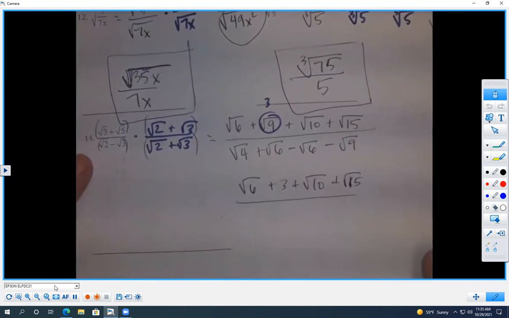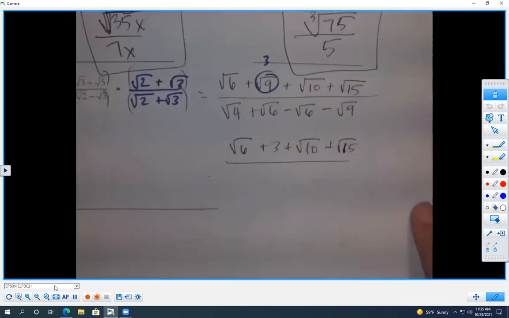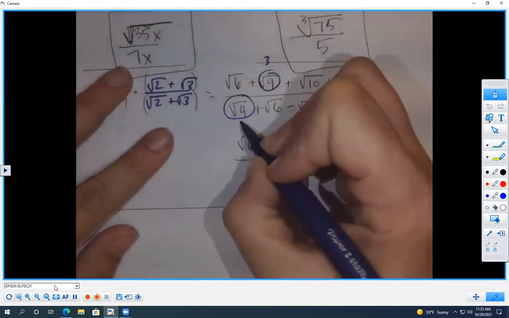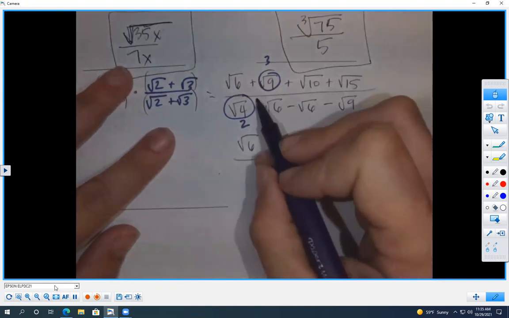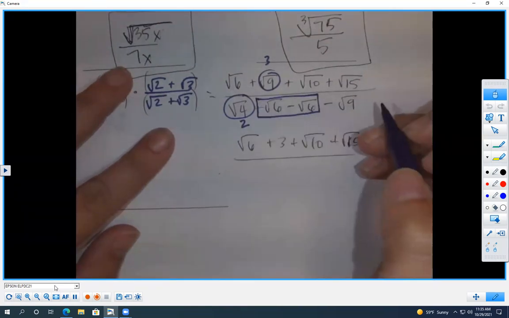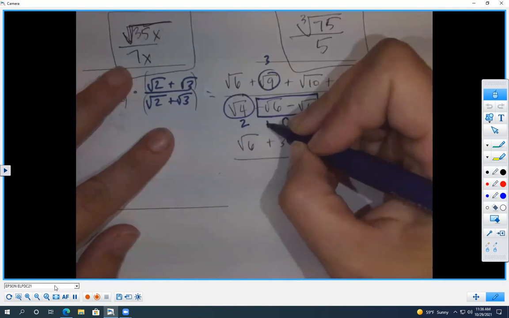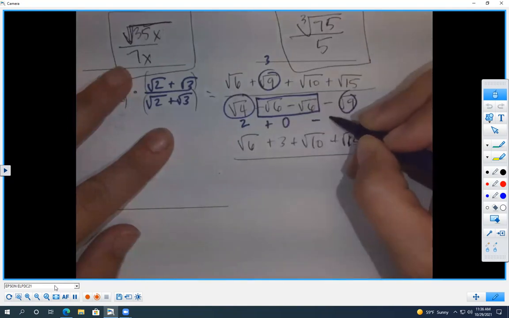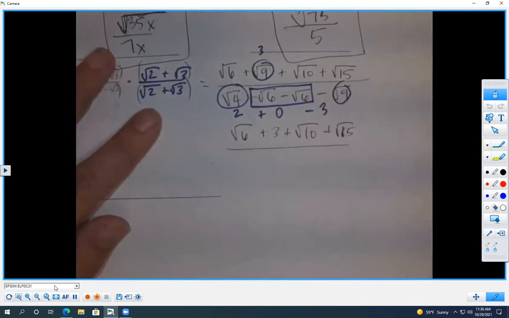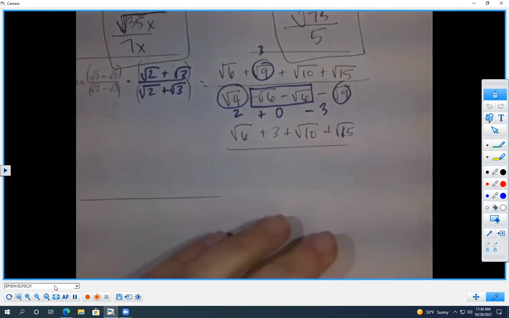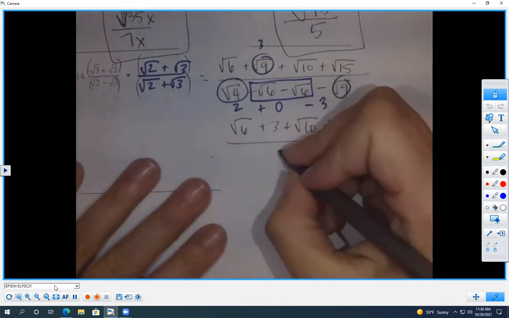Plus, on bottom, square root of 4 is 2 plus the square root of 6 minus the square root of 6. Okay, so that is 0. So 2 plus 0 minus the square root of 9, which is 3. So 2 plus 0 minus 3 is -1. So a -1 on bottom.